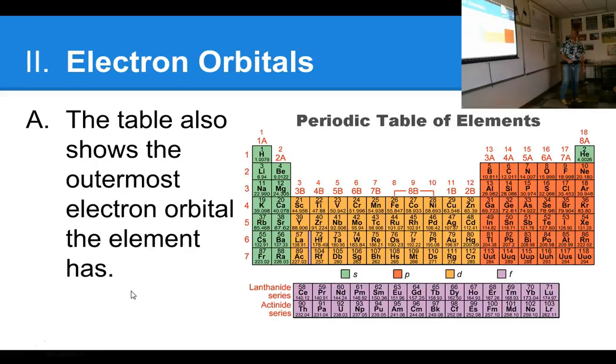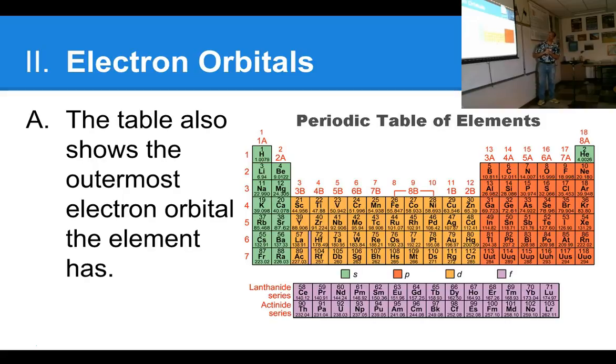Okay. Now we're going to get to electron orbitals. The last lecture was on orbitals, and there was a lot of confusion when we were done, because 1s and 2s and 2p and 3s and 3d and 3p and 4f, none of that made friends with you. But hopefully now you will start to make friends with this. The table shows us the outermost electron orbital that the element has.